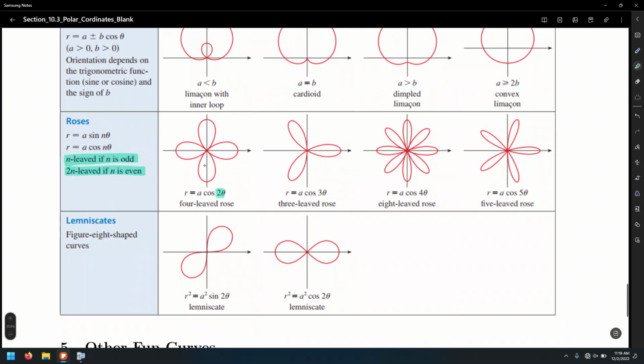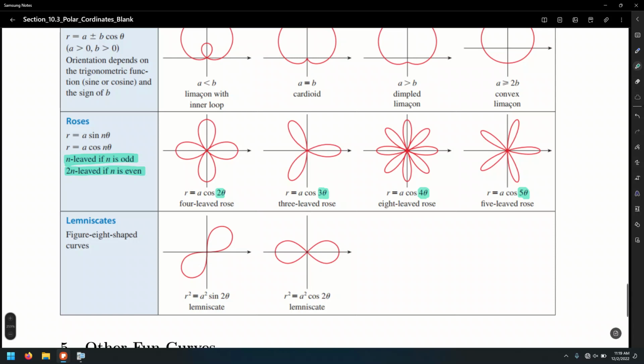Well, for example, you can see the 2 theta here. How many petals does it have? 4, right? It's twice as many. 3 theta, well, just 3 petals. 5 theta, just 5 petals. But 4 theta, twice as many, right? 8.